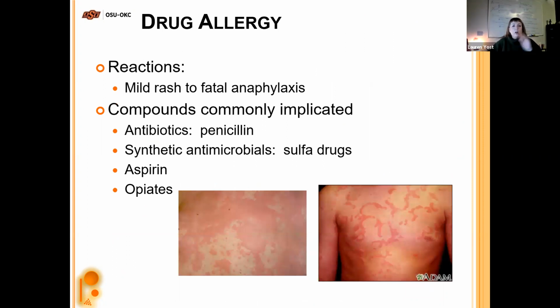Drug allergies can cause stuff like this as well. You can have a mild rash. You can also develop anaphylaxis. Penicillin, sulfas, aspirin, and opiates can cause things like this that can be actually fairly severe.